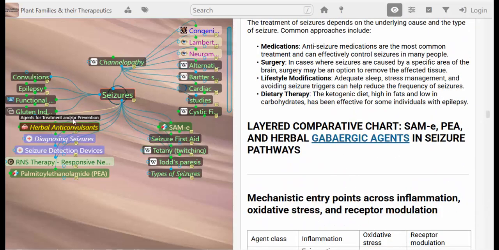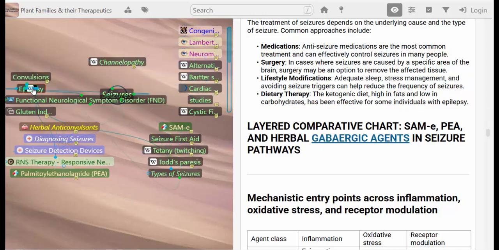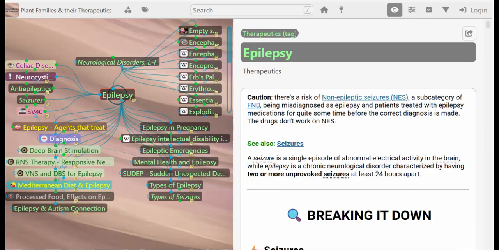So let's talk about epilepsy, because when there are seizures, often it's epilepsy that comes first to mind. So what's the difference between having a seizure and having epilepsy? Let's start with this caution. There's a risk of non-epileptic seizures being misdiagnosed as epilepsy, and patients treated with epilepsy medications for quite some time before the correct diagnosis is made. The drugs don't work on non-epileptic seizures.